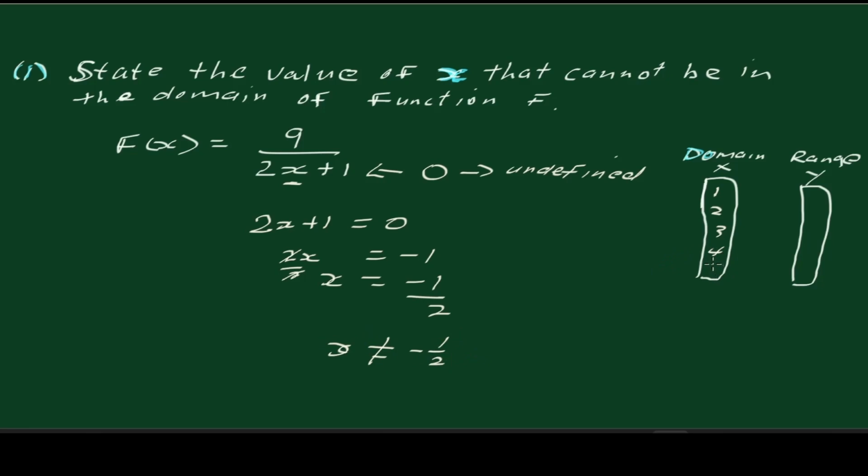So we cannot have, as part of our domain, which is the x value, x being negative a half. Because if x is negative a half, then the denominator will be 0. And if the denominator is 0, then the function will be undefined, and we don't want a situation like that. So again, let me just recap here. If I were to plug in negative a half into the denominator, it will be 2 multiplied by negative a half plus 1. 2 by negative a half will give me negative 1, plus 1 equals 0.